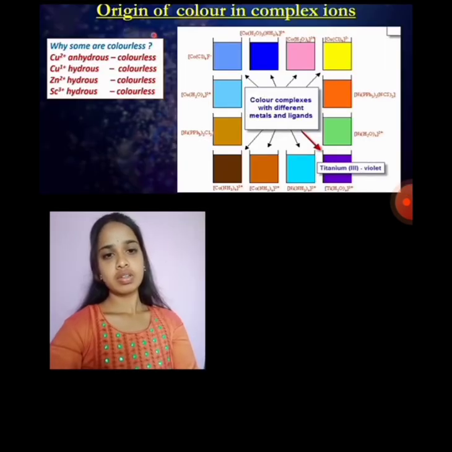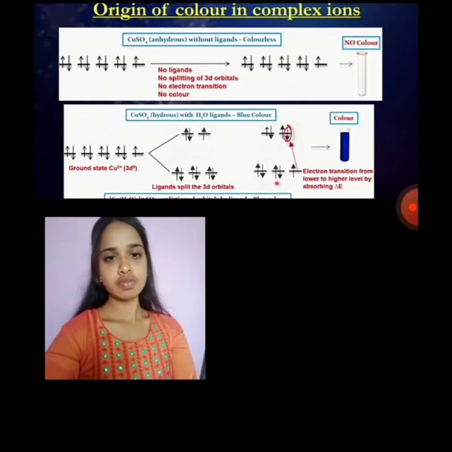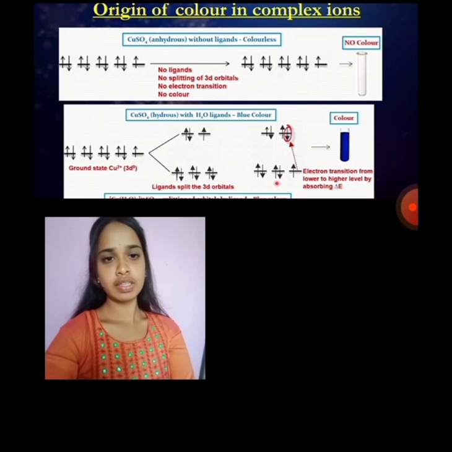Origin of color in complex ions: complexes have different colors with different ligands and metals. Anhydrous CuSO4 without ligand is colorless: no ligands, no splitting of the 3d orbitals, no electron transition, no color. This is a colorless complex ion.